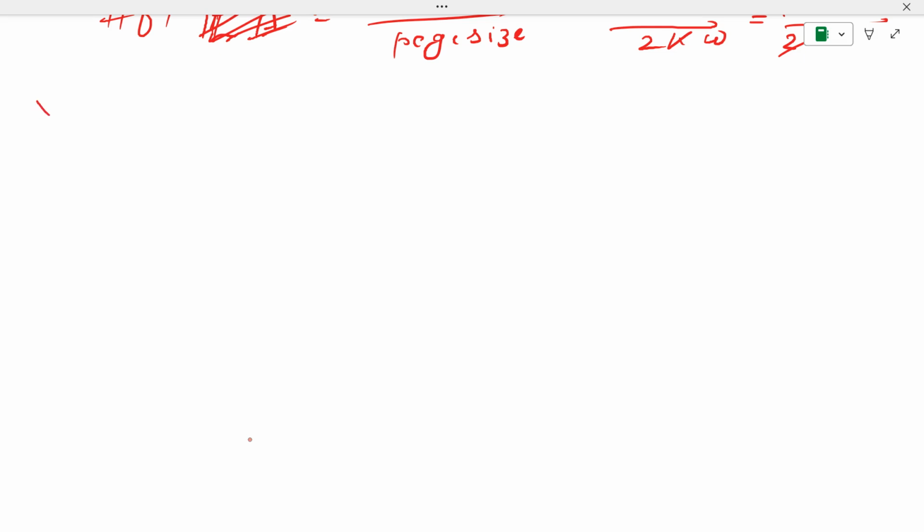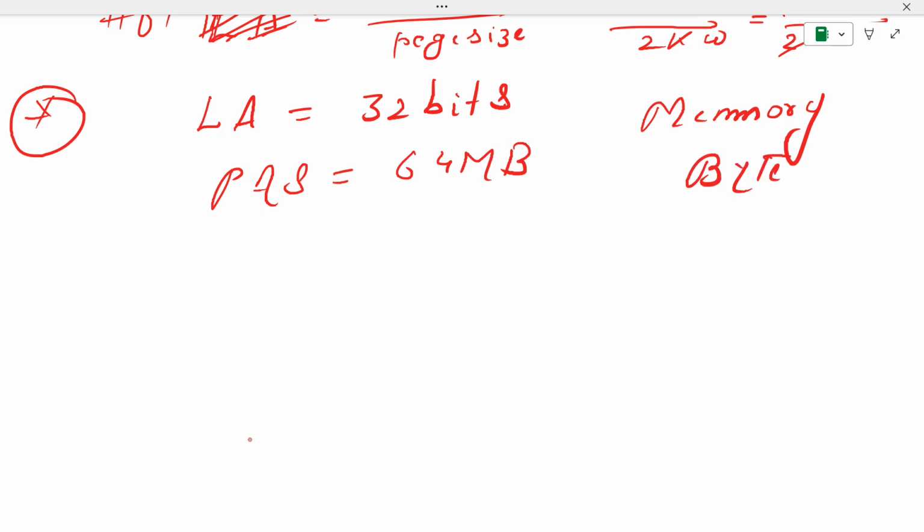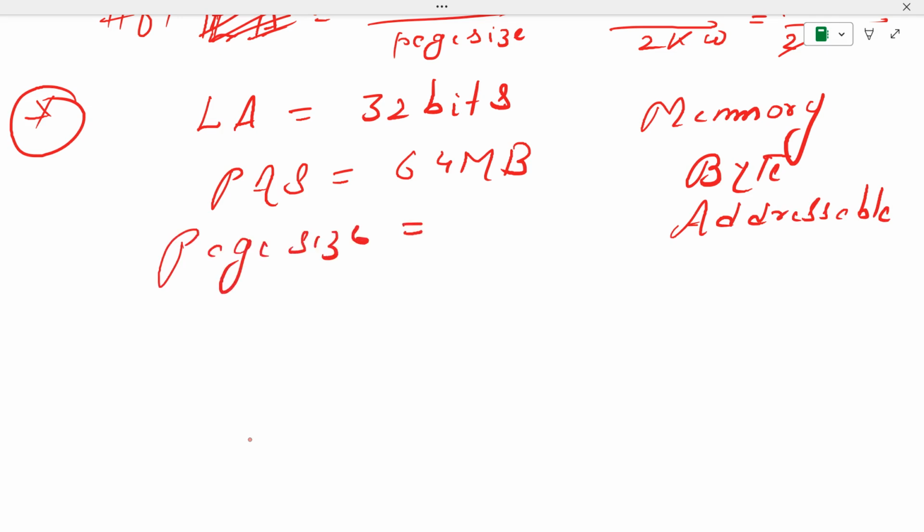Okay, so let's come to the next question, in which the LA is given as 32 bits and the PAS is 64 MB, and memory is said to be byte addressable. Now the page size is given as 4 KB.